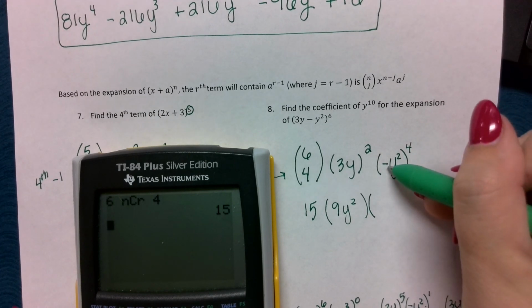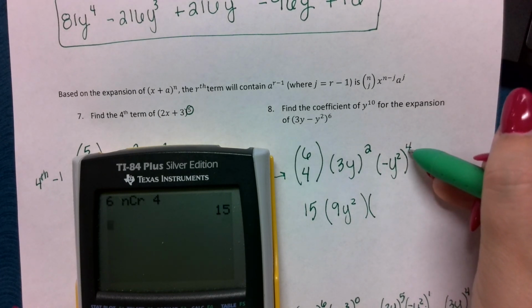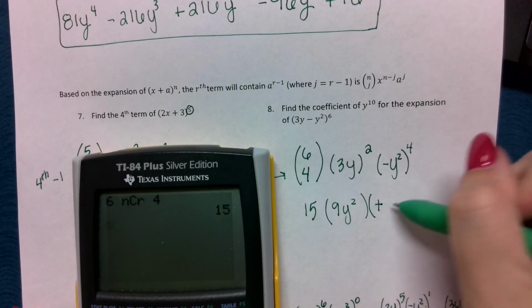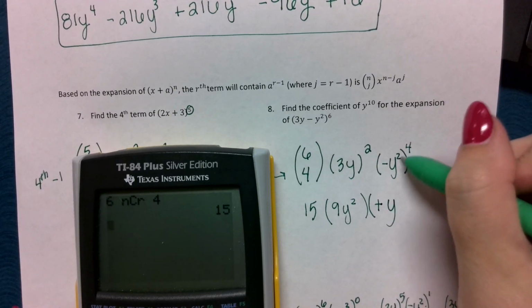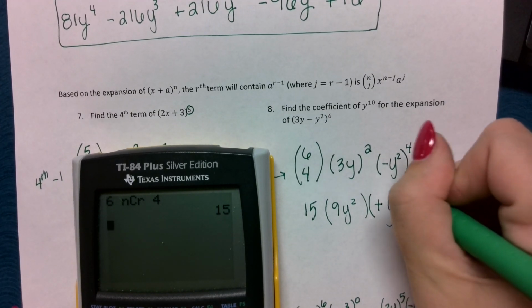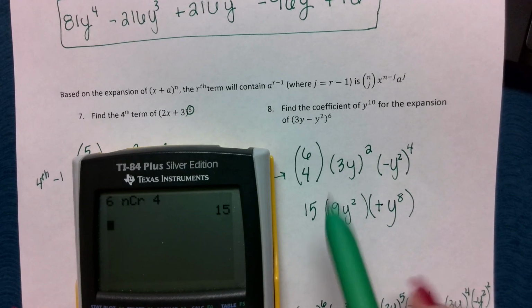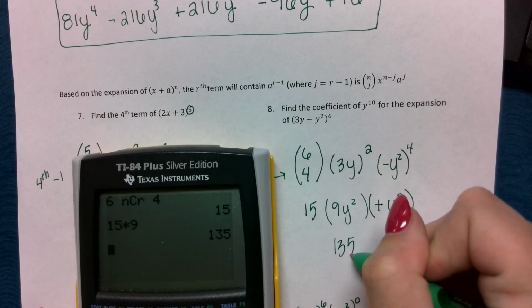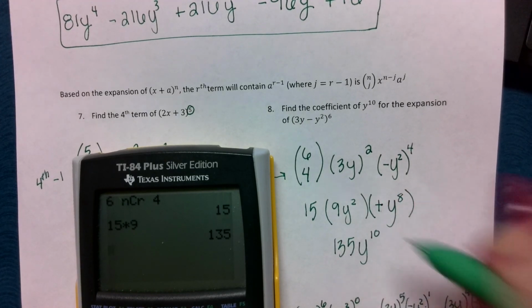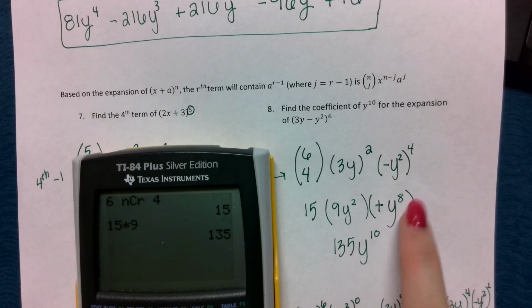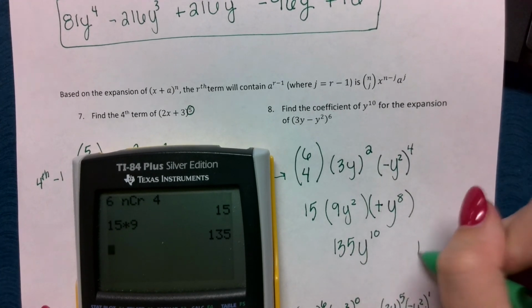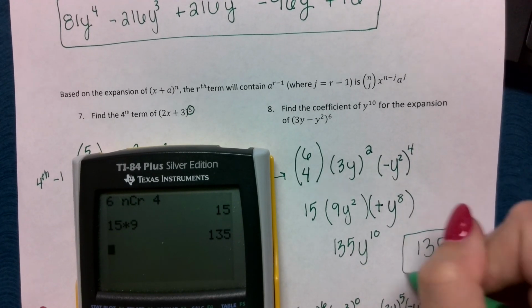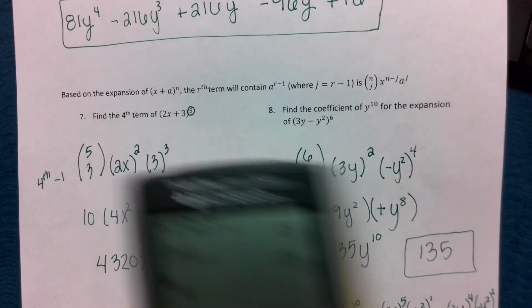Okay, now negative to the 4th power is going to become positive. And then remember, when we have a power to a power, we multiply. So that will become y to the 8th. So I've got 9 times 15 times positive 1, which would be 135, y to the 10th. Because remember, when we multiply, we add our exponents. The problem did just ask for the coefficient, which means our final answer would be 135.